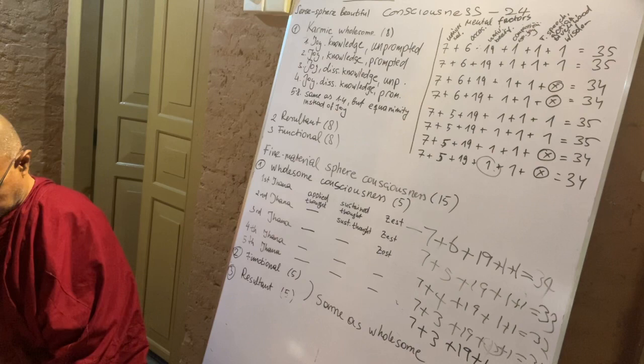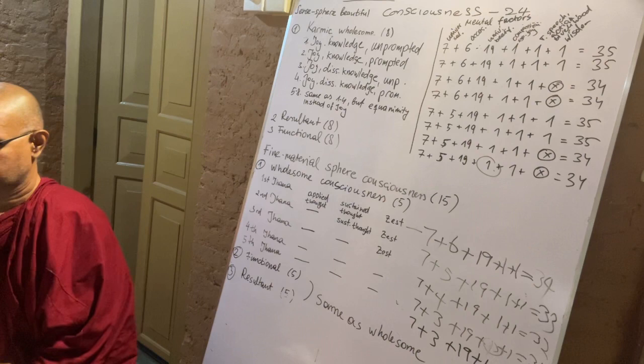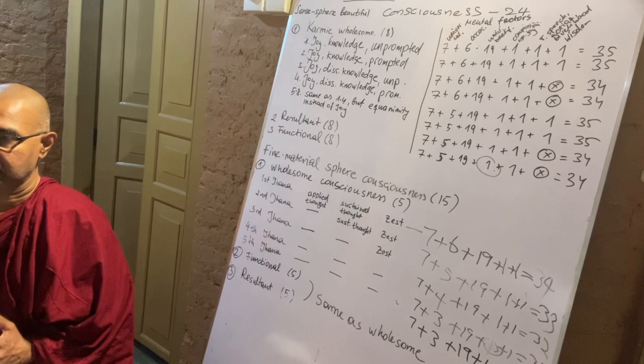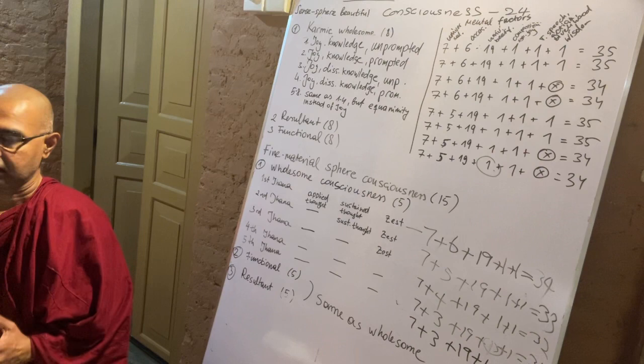The immaterial sphere consists of 12 chittas: the four wholesome chittas with which the immaterial attainments are experienced by worldlings and trainees, the four resultants which arise through rebirth in the immaterial realms, and the four functionals which occur to arahants who enter upon the immaterial attainments. So it's clear, no? Four, four, four. The first four, wholesome, are attained by the worldlings and the trainees. The resultant four are the result of the wholesome four, and the functionals are the four attained by arahants.